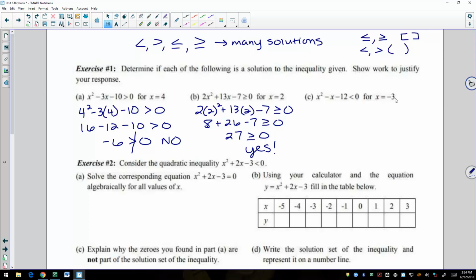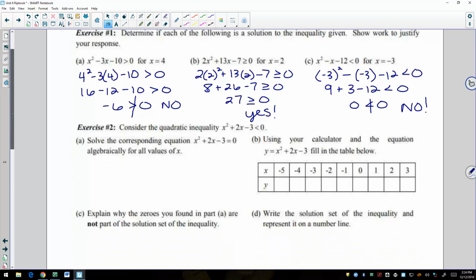And lastly, we've got to plug in our negative 3. Be careful with negatives. That's why I like to use parentheses when I'm plugging in a number for a variable. I just put parentheses around the number that's going in for x. I want to know if this is less than 0. So negative 3 squared is 9. A minus a negative really turns into a plus. And I have to be strictly less than 0. 9 plus 3 is 12. Minus 12 is 0. Is it true that 0 is less than 0? No. Okay, so moving on.